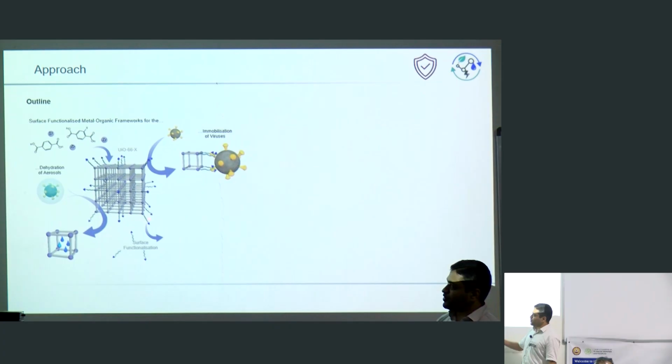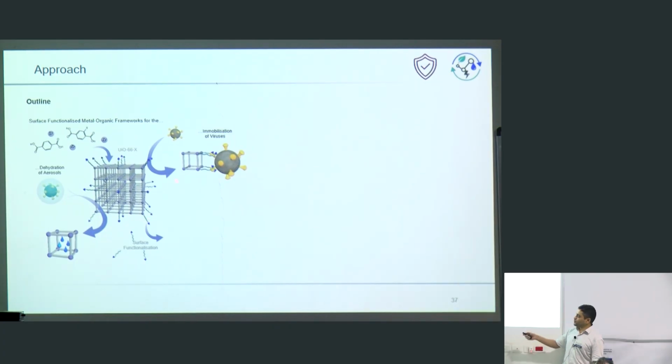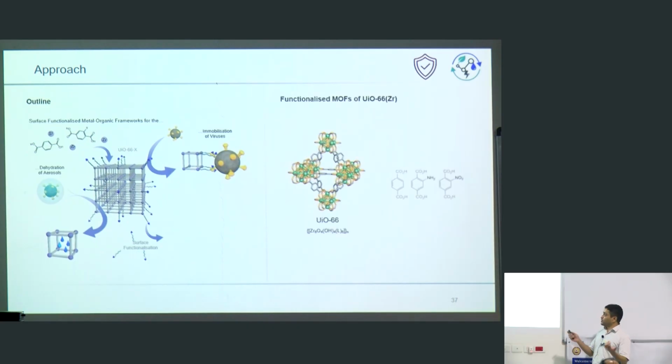So you've got the MOF particle, the external surface is now functionalized with something. This external functionalization binds to the spike protein. You've got the internal pores that are empty, that are hydrophilic in nature. So the moment it is stuck to the surface, you ensure that the internal pores are able to dehydrate it, and then the particle is completely inactive, right?